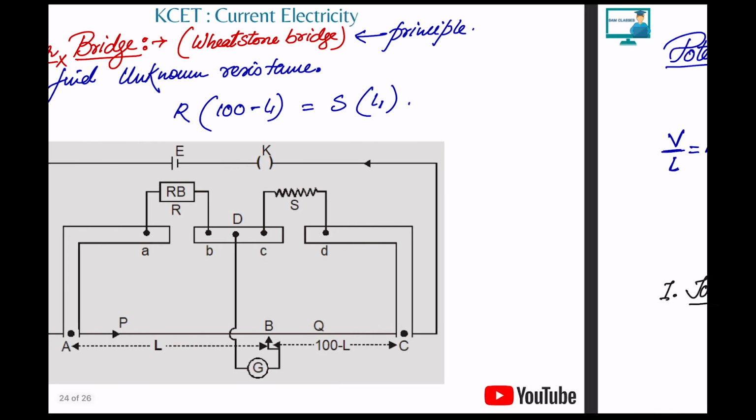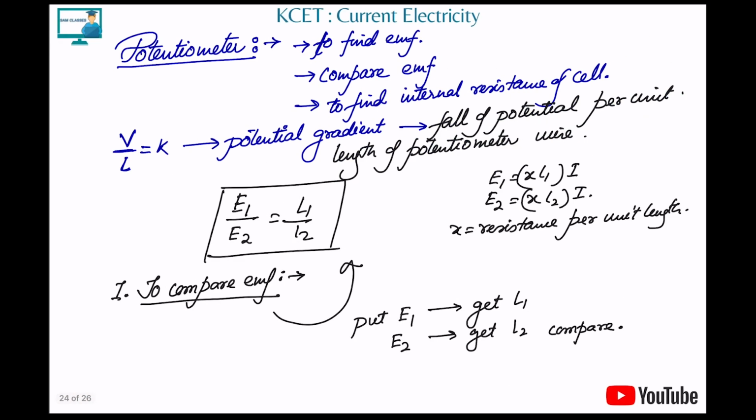That's it. Now the potentiometer: we use a potentiometer to find EMF, to compare two batteries, and to find the internal resistance of the cell. First we use the potential gradient. Potential gradient is voltage by length, nothing but the fall of potential per unit length of potentiometer wire. Meaning if I move 1 meter of wire, how much voltage is dropping? This is basically the meaning.